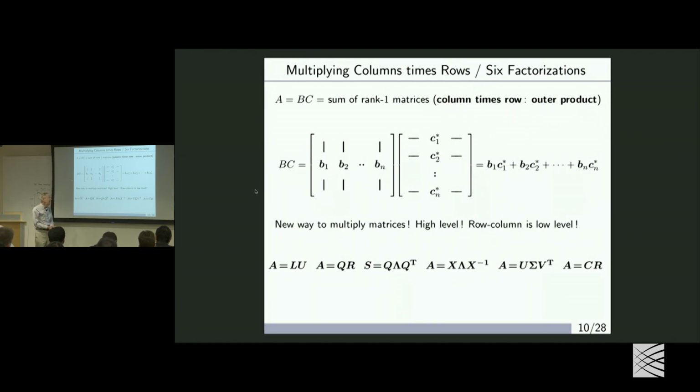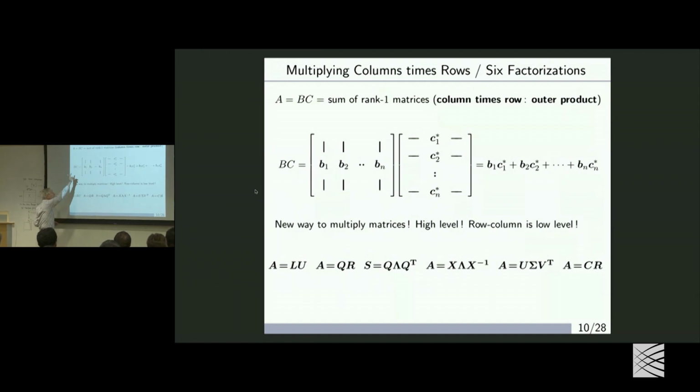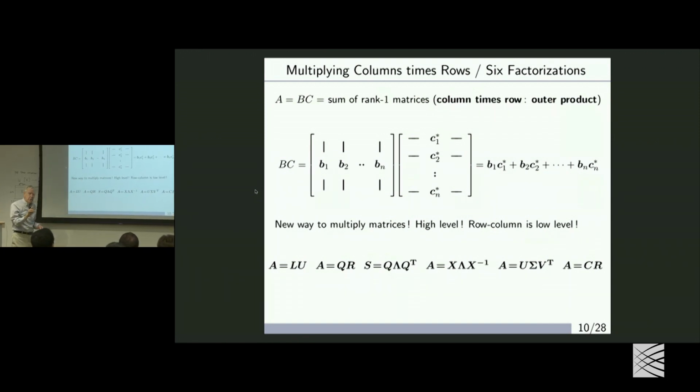But first, allow me to multiply 2 matrices. You will say, I know how to multiply 2 matrices. But do you know this way? This is really a higher level way. When I multiply 2 matrices, I can look at the columns of the first. The usual way is row times column, giving a dot product, giving a part of the answer. Here we're looking at columns times rows.